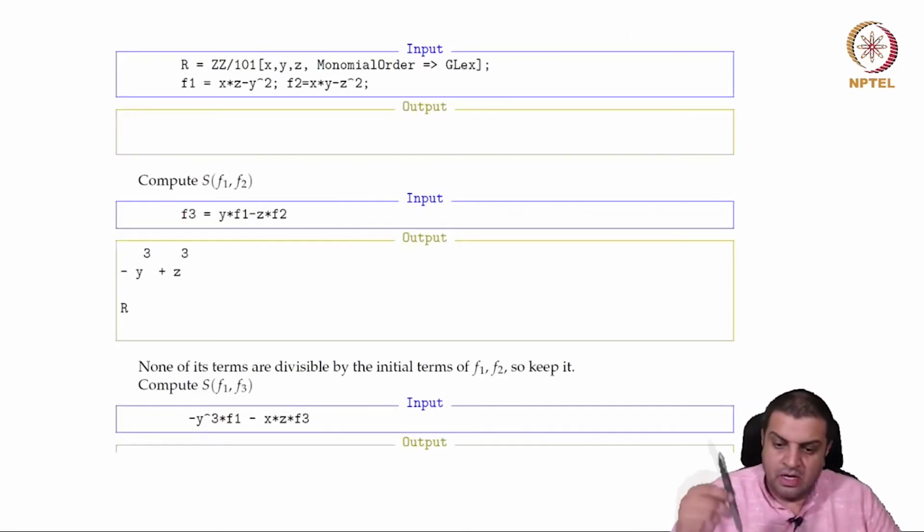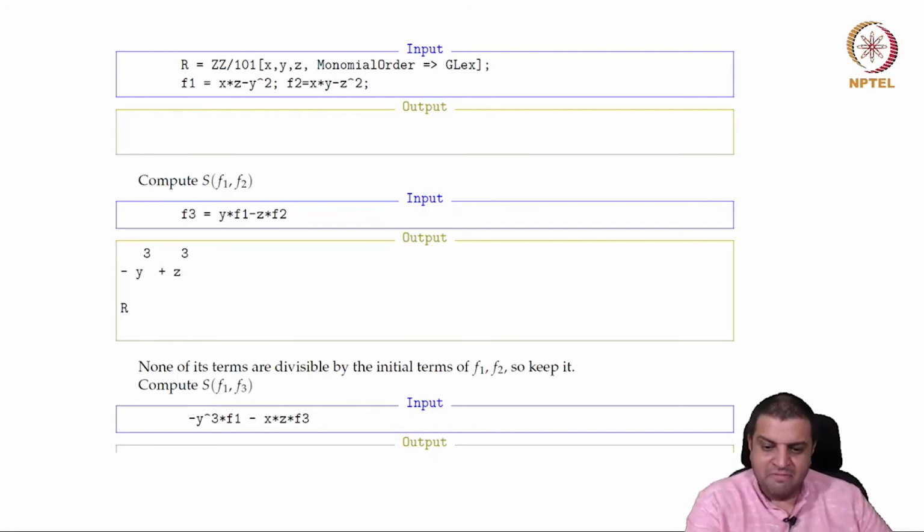Okay, so here it is the same example from the last time. F1 is xz minus y squared, F2 is xy minus z squared, in GLEX, and then we want to compute the S polynomial S F1 F2. We use a different convention from what we did in that example, but the leading term is xz, and the leading term here is xy. So multiply this by y and this by z, and then take the difference. So S F1 F2, we call it F3.